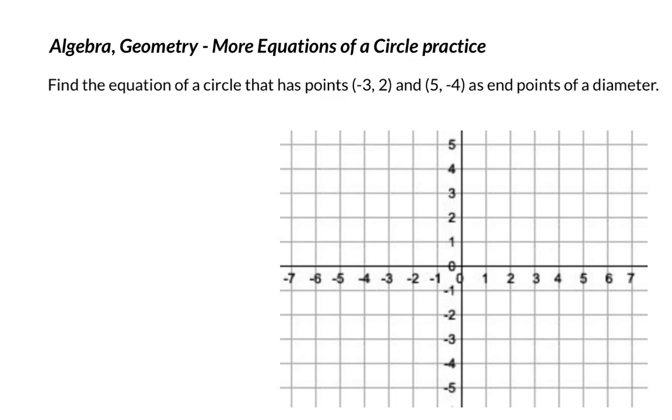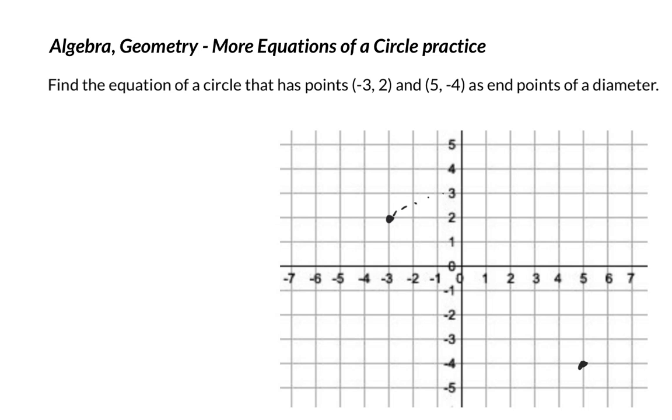Let's do a little more practice with the equation of a circle. So instead of just being given the center or given a picture of the circle, I wanted to talk about what if we were given 2 points that were on the diameter. So I said find the equation of a circle that has points -3, 2, let me put that point right here, and 5, -4, let me put that point right here, as the endpoints of a diameter.